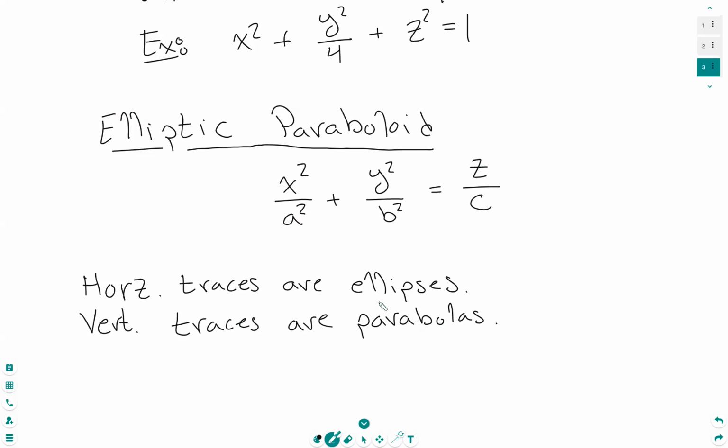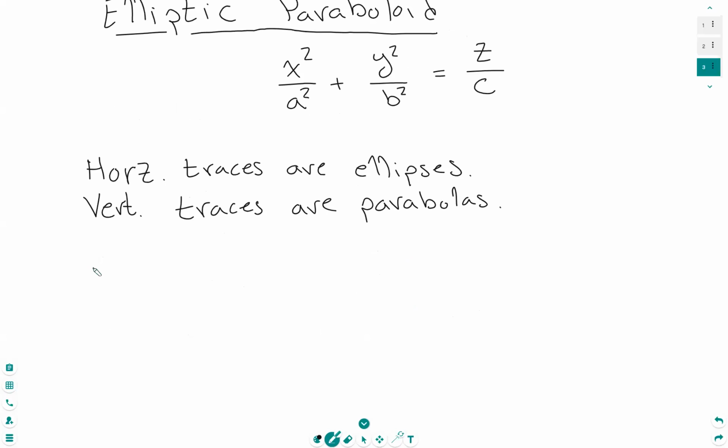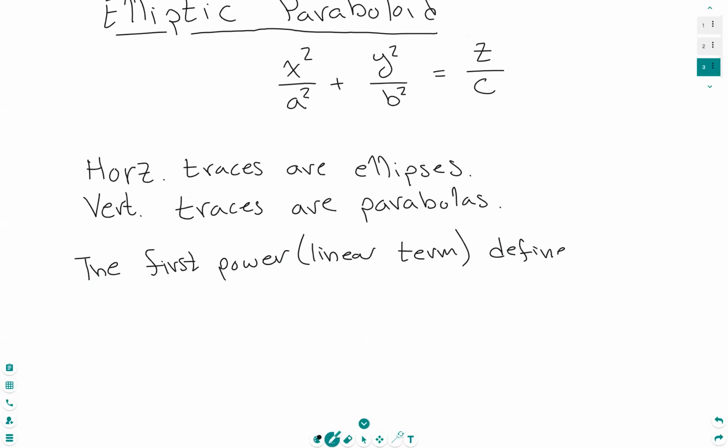Hence the name. Elliptic, we got ellipses in this one direction, and then paraboloid because of the parabolas in the other direction. So another little tidbit to help us draw this is the first power, meaning the linear term, defines the axis of the paraboloid.